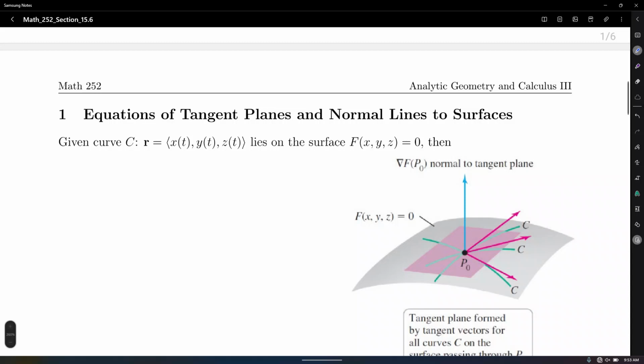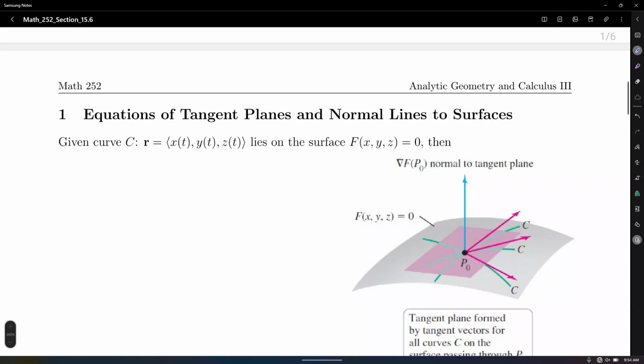Forget about the vectors in red. Forget about the plane in pink. Forget about the surface. Just focus on this normal vector and any of these curves in green. What do you notice about them? What do they form? They're orthogonal, right?